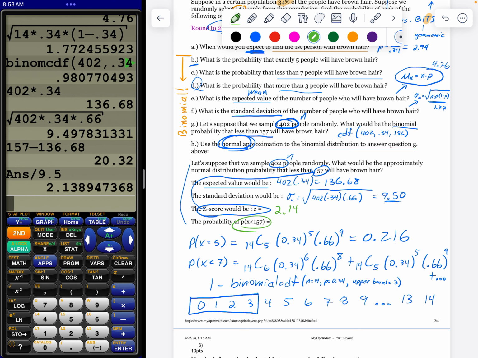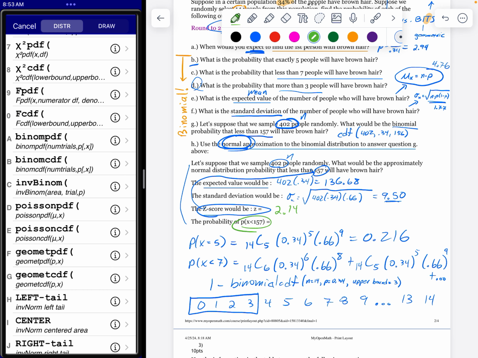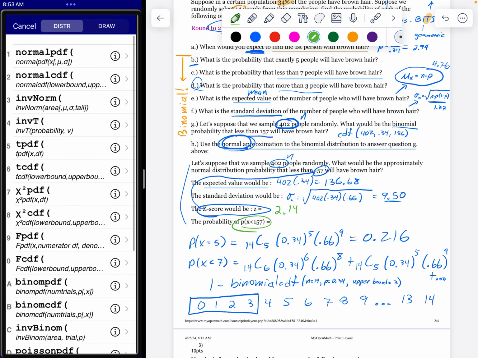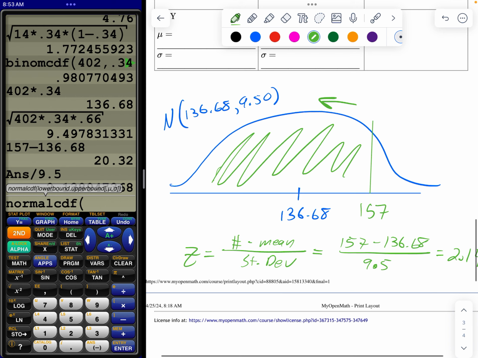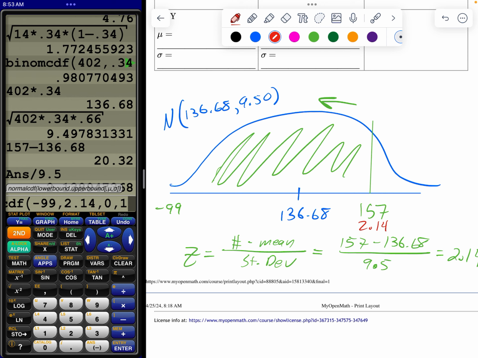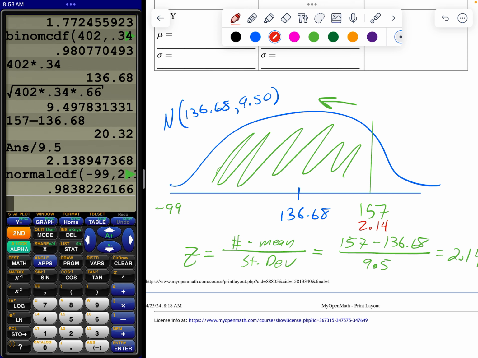Since I'm using a normal curve, I'm going to use the distribution menu and go to the normal CDF button right here. And then I've got lower bound and upper bound, right? My lower bound is way down here at negative 99. My upper bound, I just found it, it's 2.14, right? So comma 2.14. If you have a 0 and a 1, you can leave it there for your mean and standard deviation. So that's my percentage.